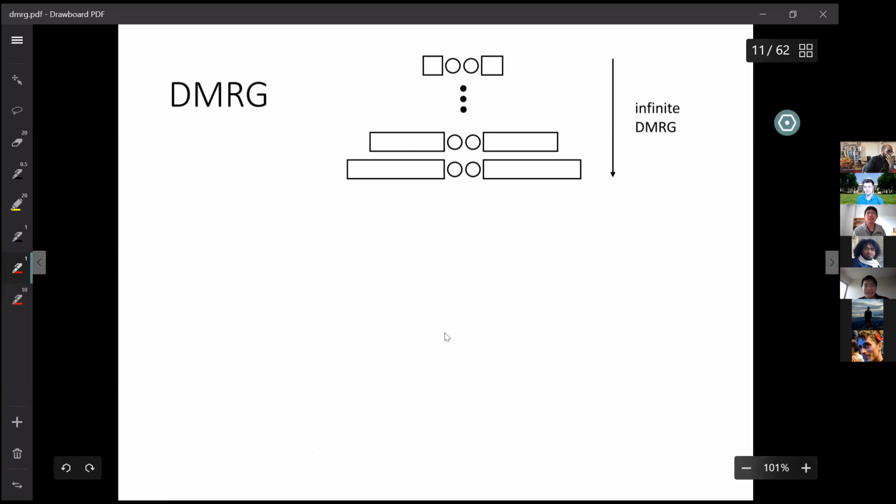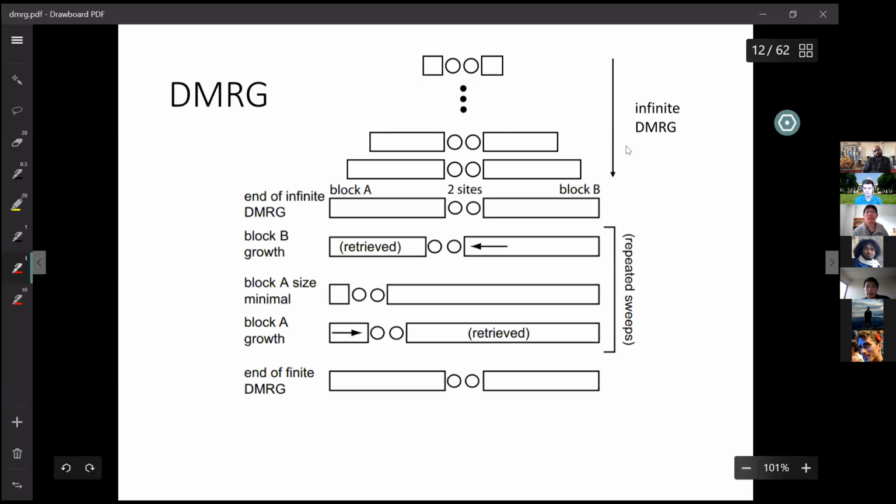Okay. So let's talk about DMRG. To do DMRG, we need to first warm up using the infinite DMRG, because we still cannot directly start with a very large system size. We need to grow from a very small system size to the size that we want. Once we reach the size of the system here, we end up with this block-site-site-block configuration.